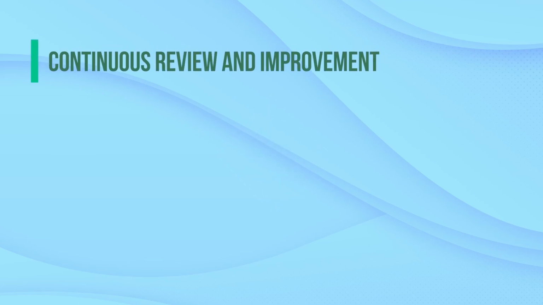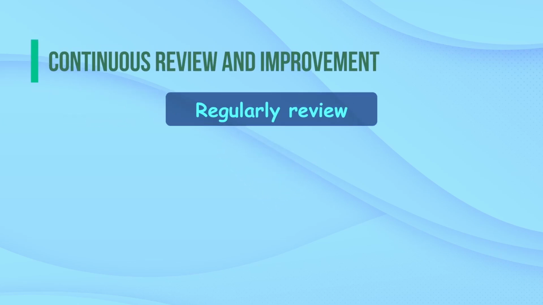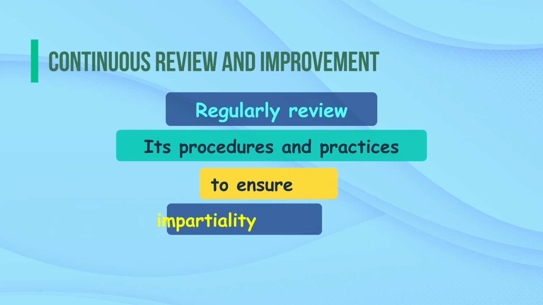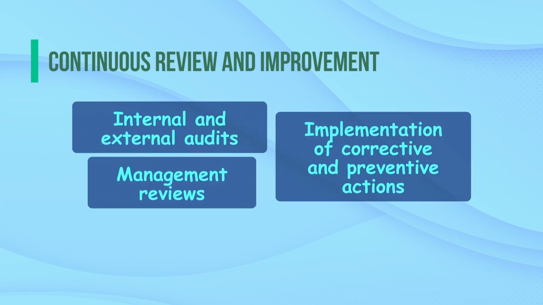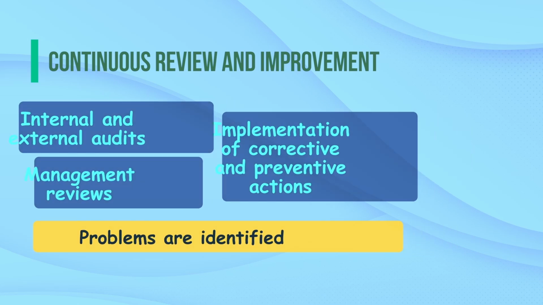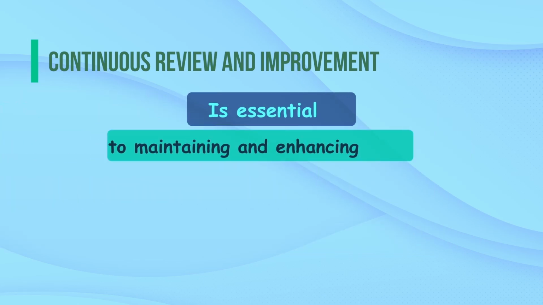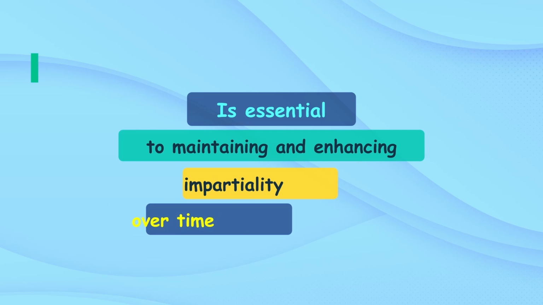6. Continuous review and improvement. The laboratory must regularly review its procedures and practices to ensure impartiality. This includes internal and external audits, management reviews, and the implementation of corrective and preventive actions when problems are identified. Continuous improvement is essential to maintaining and enhancing impartiality over time.